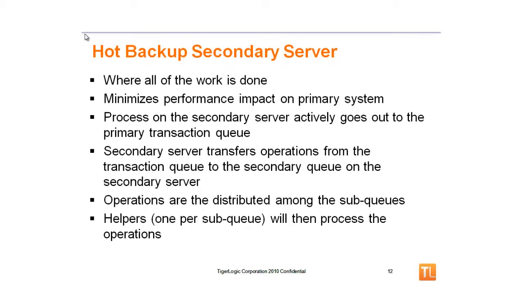There's a process on the secondary server that actively goes out and is constantly bringing transactions over to the secondary machine. If it doesn't see anything there, it'll pause for 10 seconds, or that's tunable also, 15 seconds, and it'll go try again until it makes sure that it has something to do, so it's not spinning too quickly. Once the transactions come over, they're distributed, and the helpers, one per sub-queue, which are phantom processes, are writing to the secondary database. You can even tune the number of helper processes. So all this is tunable.